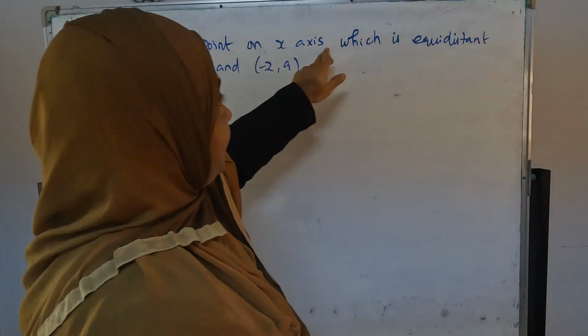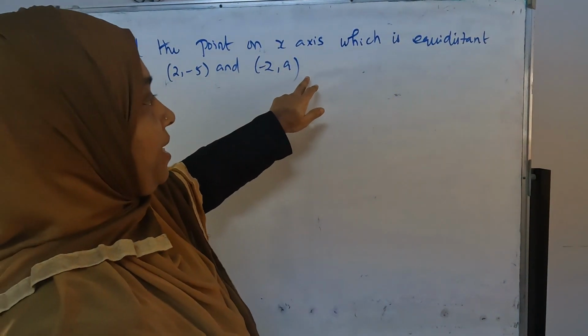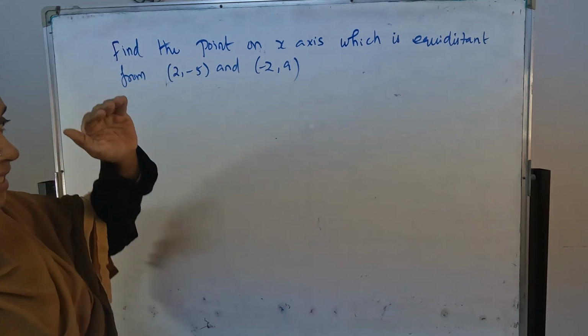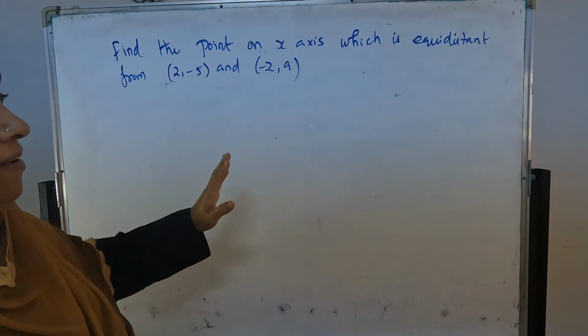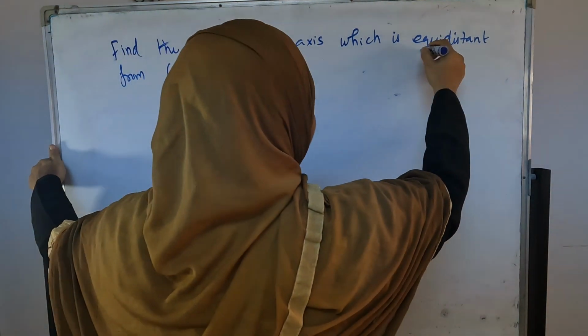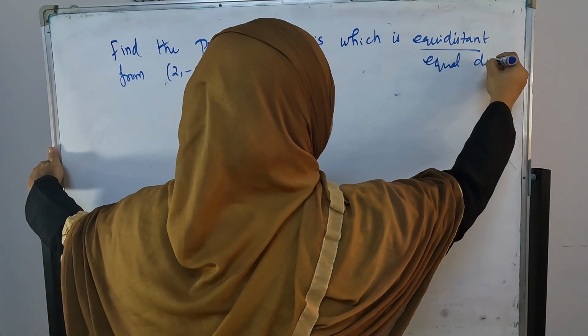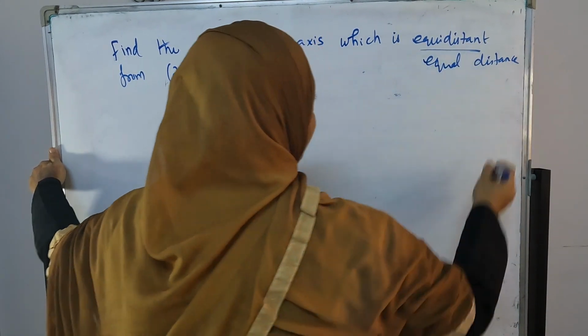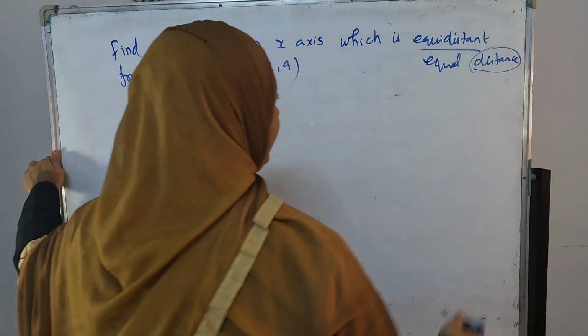Find the point on x-axis which is equidistant from (2, -5) and (-2, 9). In this one, if they are asking you to represent in graph, then represent in graph. Otherwise, no need to represent in graph; it is simply for calculation purpose only. Equidistant means equally distant, equal distance. Already I told you, equidistance means you have to use the distance formula only.